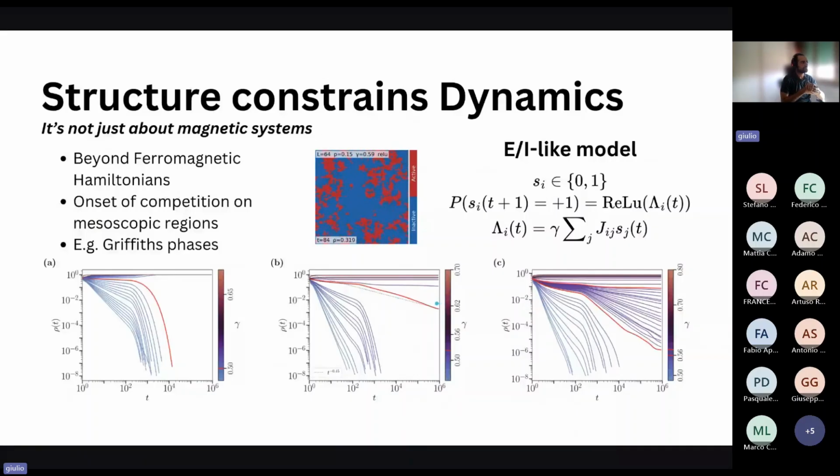To make this very general and not dependent on ferromagnetic Hamiltonians, we introduced a new excitation-inhibition inspired model, where your system can be active or inactive, 0 or 1. There is no Hamiltonian here, no energy landscape; it is a totally out-of-equilibrium system, and the dynamics is two-state bistable when you have no negative links, where the process either dies or survives, depending on the parameter gamma.